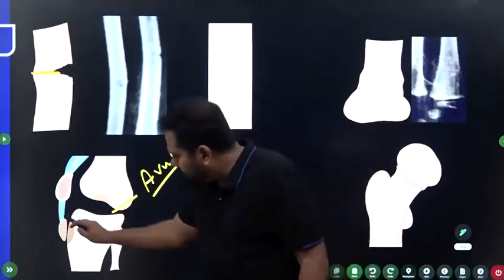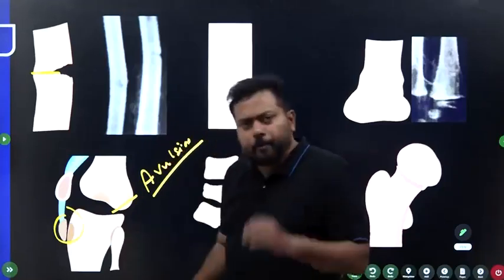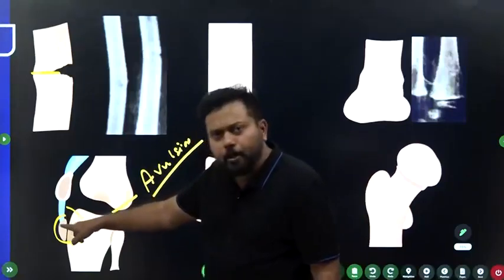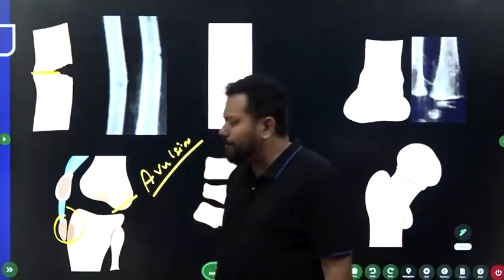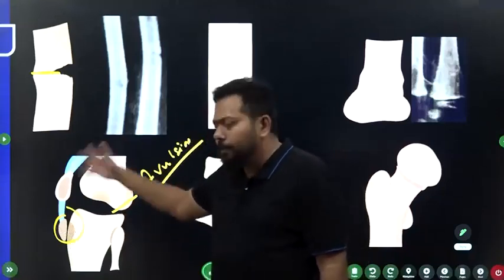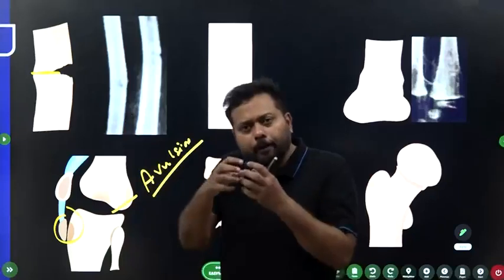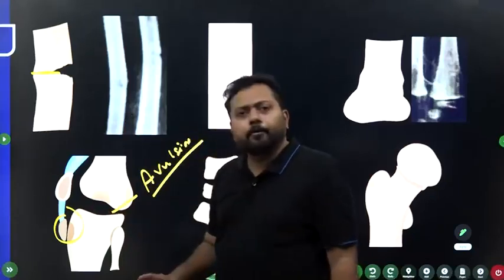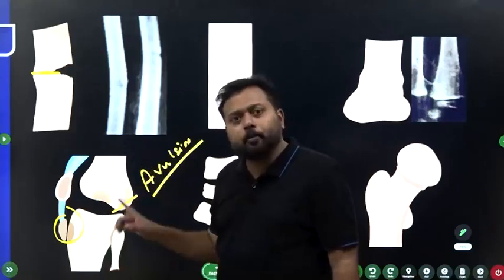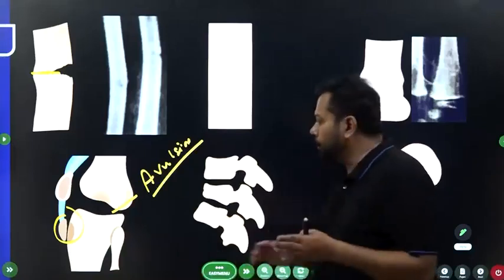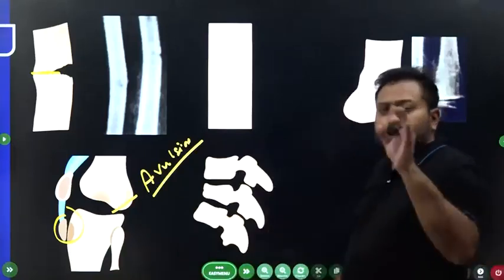Even though this fracture looks very simple, the problem is the patellar tendon is constantly pulling the small fragment. So even though this is a very simple fracture, when you don't fix this with a screw, it will go for non-union because one fragment is constantly pulled by the patellar tendon. So it needs fixation. Even though this is simple, all avulsion fractures need fixation. Okay, good. So this is the third atypical fracture.